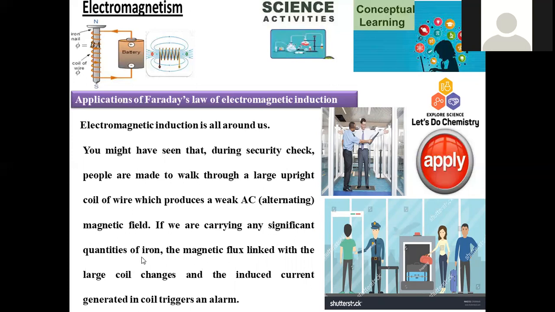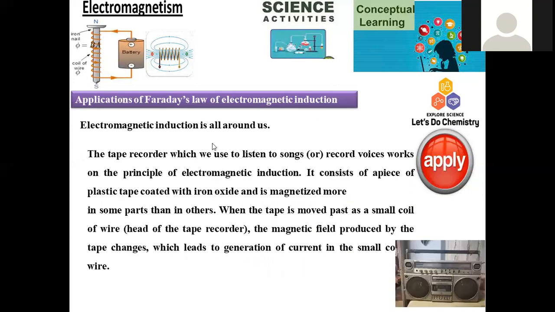If you are carrying any significant quantities of iron, or any other abnormal goods or metallic instruments, that induces a change in magnetic flux in the large coil. The flux variation can be noticed, and that raises the alarm, so that we can notice what kind of things they are carrying. So in order to check this, electromagnetic induction is operated here.